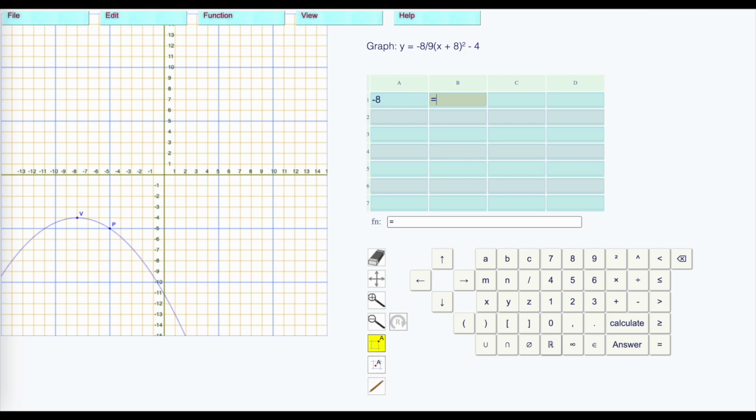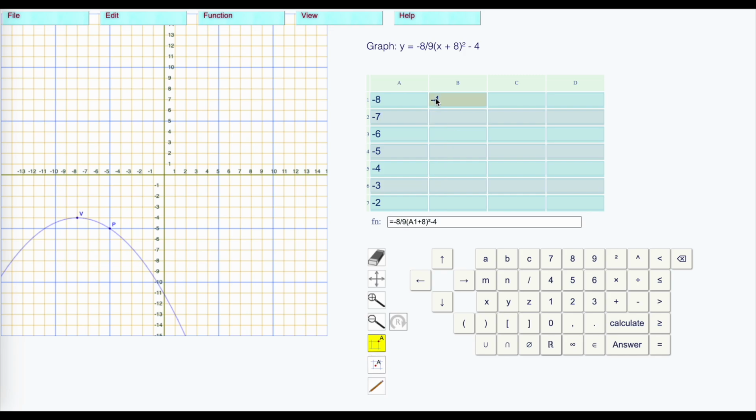Put in y equals -8 over 9, open bracket. It's multiplying the bracket. The x value is -8 plus the 8, all squared, minus 4. That gives us -4 as we expected. I'm just going to go in the positive direction. I'm going to be adding 1 to the -8. You could also go in the negative direction. That plus 1, and then we fill that down.